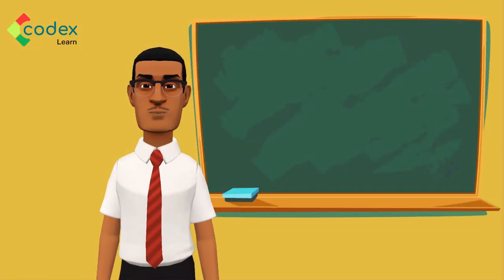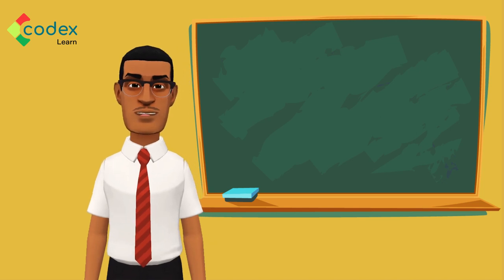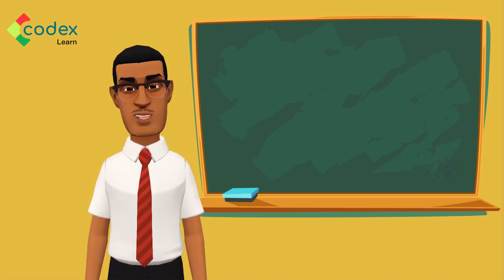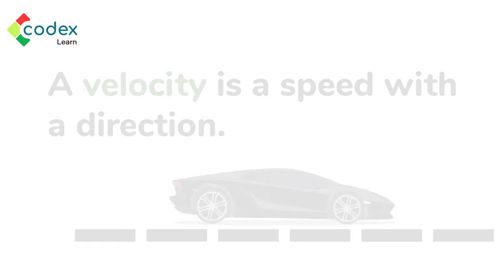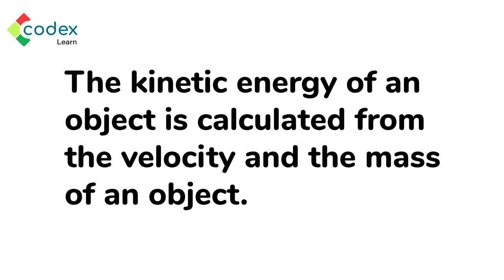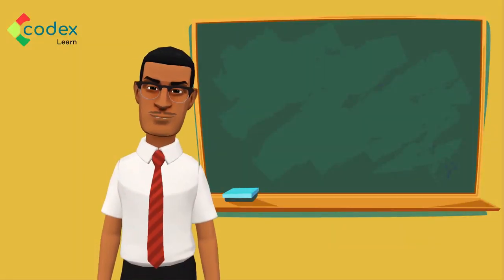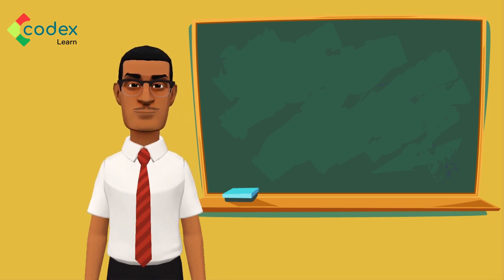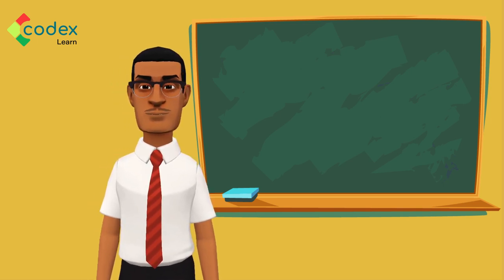Let me quickly say here that velocity is a measure of how fast something moves in a particular direction. In other words, a velocity is a speed with a direction. The kinetic energy of an object is calculated from the velocity and the mass of the object. As you will see from the equation I'm about to show you, the velocity is squared, and this can have a significant effect on the kinetic energy.